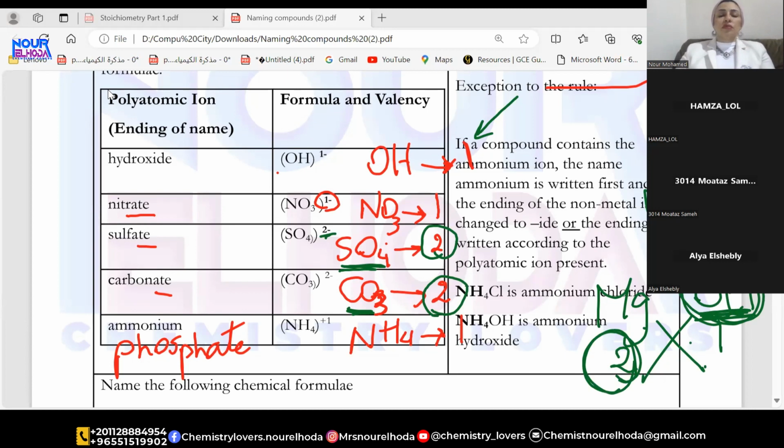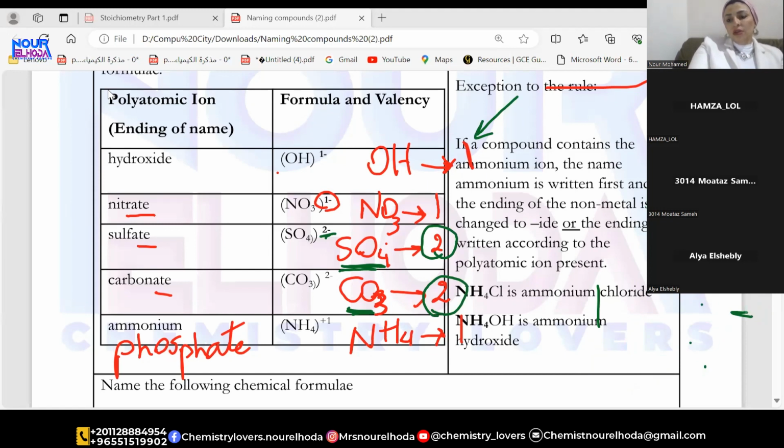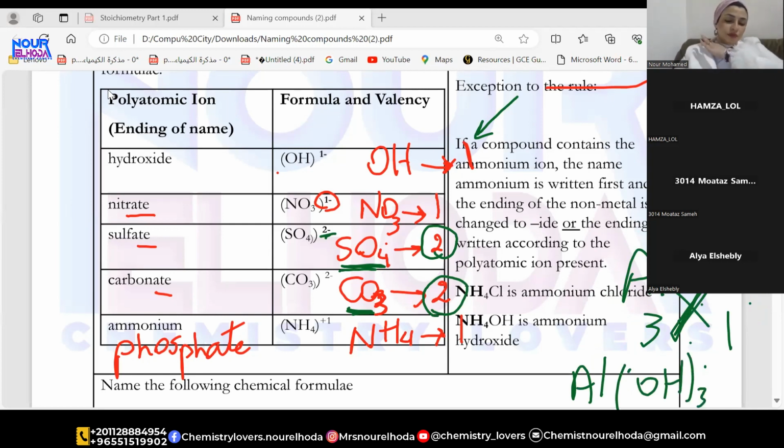Same for aluminium hydroxide. I want to write aluminium hydroxide. So what should I do? Aluminium, and then here hydroxide. Aluminium is in group 3, hydroxide is in group 1. So when you swap, the 3 is for both. I'm going to put a bracket and then put the 3. Okay?